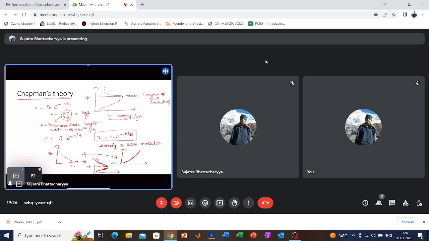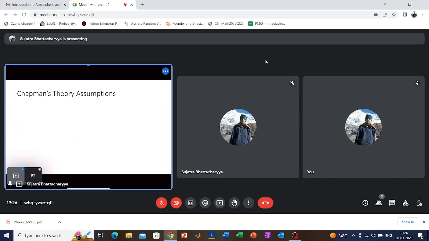So this is the concept of Chapman's theory, which I will discuss in detail and derive what the peak production is. Now I quickly write down the four assumptions of Chapman's theory and then start the derivation. These long derivations may not come in the assignments, but we can do it quickly for our understanding.